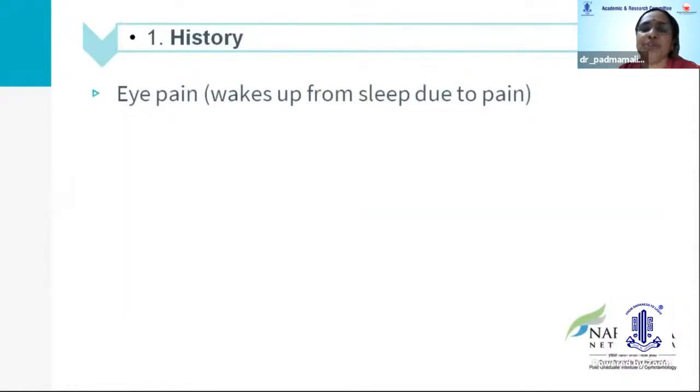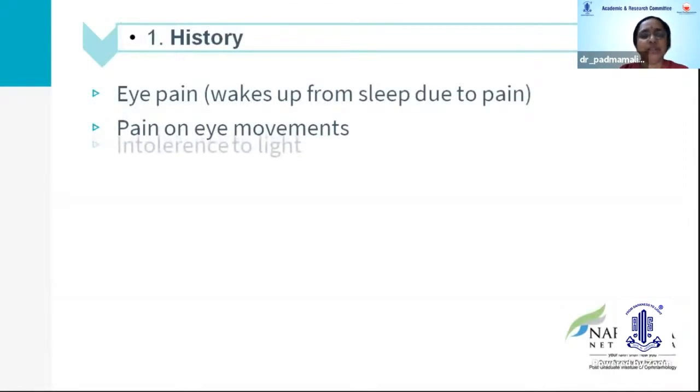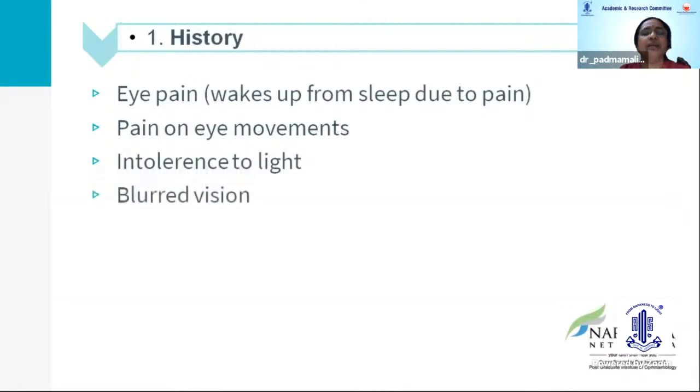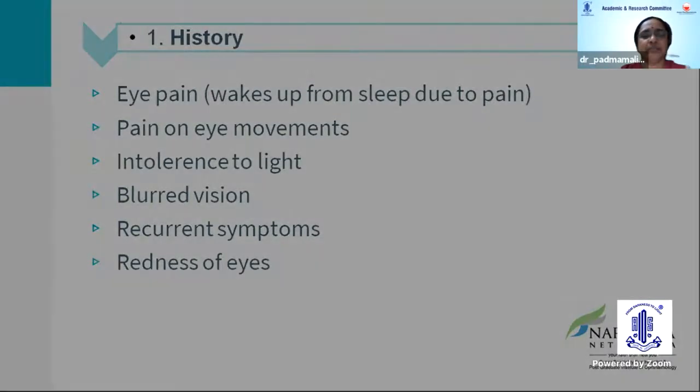Eye pain is most often a dull, aching, boring pain which wakes them up from sleep. It is one of the characteristic features of scleritis. Patients can have pain on extraocular movements, photophobia, and complain of blurred vision. These symptoms are most often recurrent. If they have associated anterior scleral involvement, they can present with redness in the eyes.